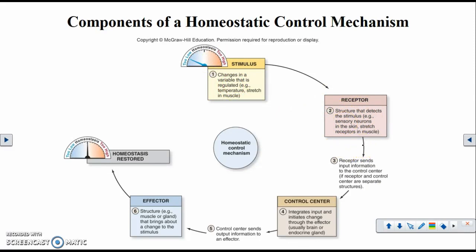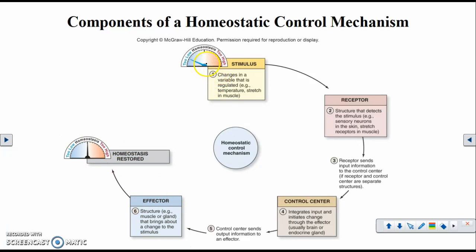That can be many things, and most of the time your receptor and control center are in the purview of your nervous system. Sensory receptors can detect that, the hypothalamus perchance. What happens, folks, is the brain, the control center of your body, and your endocrine glands, the other control center of your body, then determine what needs to be done, and delegate the response to an effector, and then homeostasis is restored.